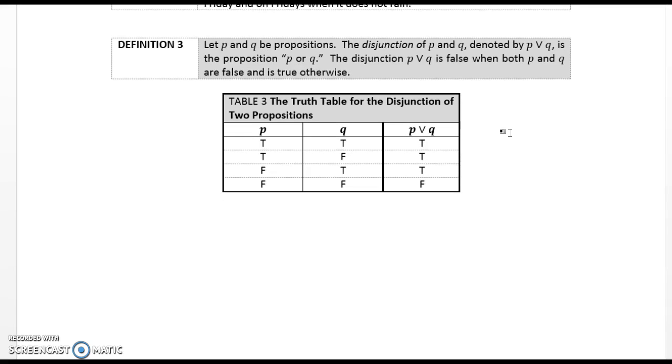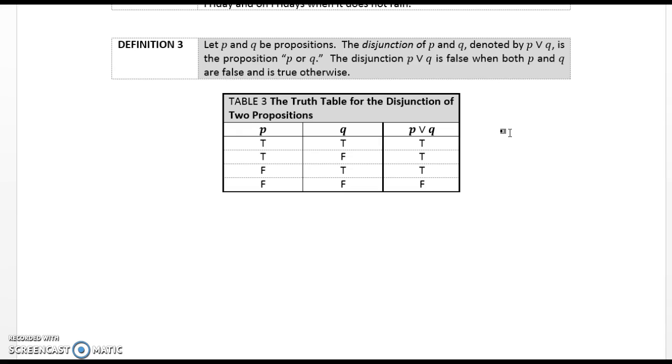Definition 3. Let P and Q be propositions. The disjunction of P and Q, denoted P or Q, is the proposition P or Q. The disjunction P or Q is false when both P and Q are false and true otherwise. Table 3 shows the truth table for the disjunction of two propositions.